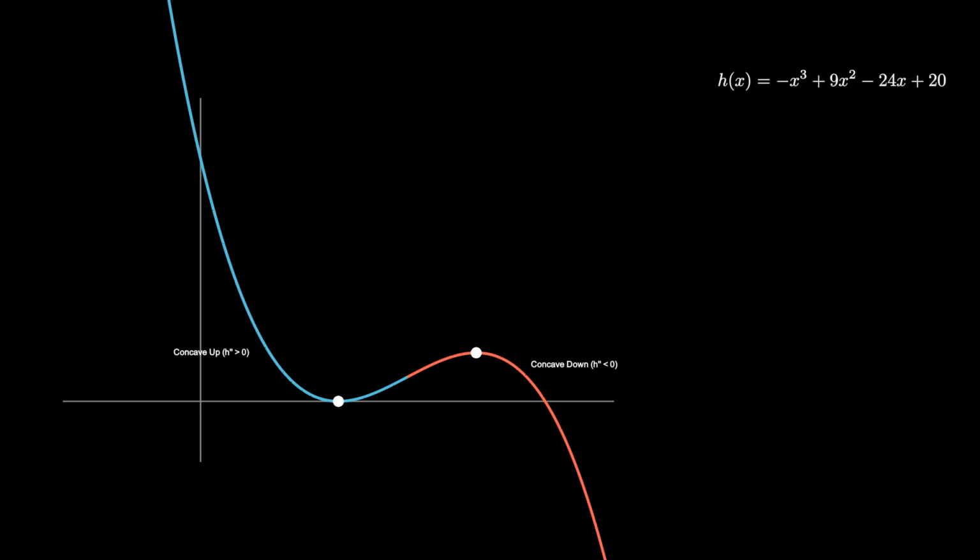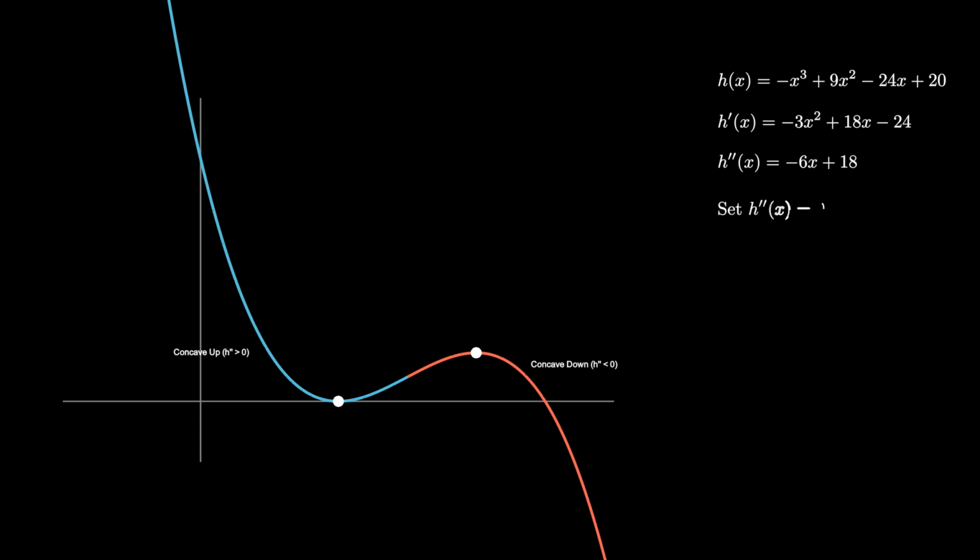We have h of x equals negative x cubed plus 9x squared minus 24x plus 20. First derivative, h prime of x equals negative 3x squared plus 18x minus 24. Second derivative, h double prime of x equals negative 6x plus 18.